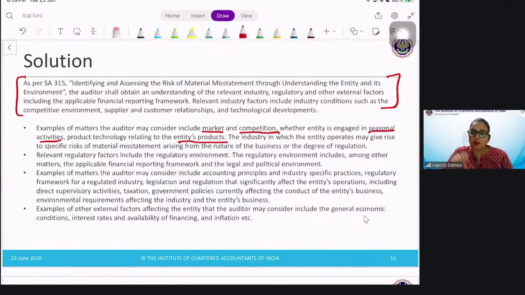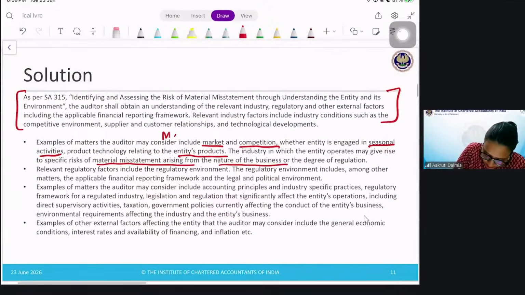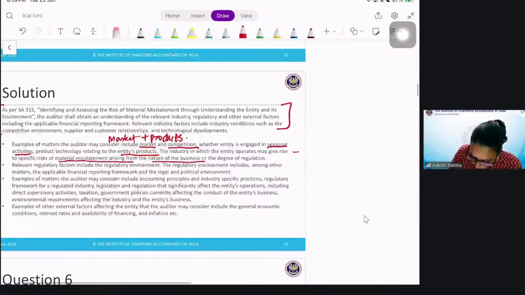So if you were auditing a travel company during COVID, do you think being a travel company in COVID gave rise to some specific risk of material misstatement because of the nature of the business? Yes. Okay. If you're auditing an EV company right now, do you think today's environment is affecting the EV company positively? Yes. Okay. So understand, here just remember market plus products. Remember it like this, please. I'll write here: market and products information.